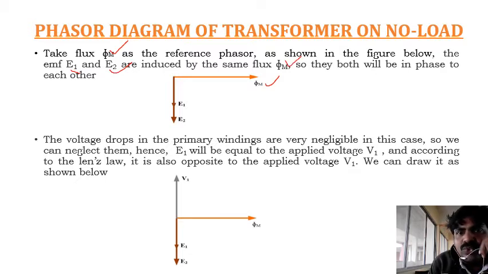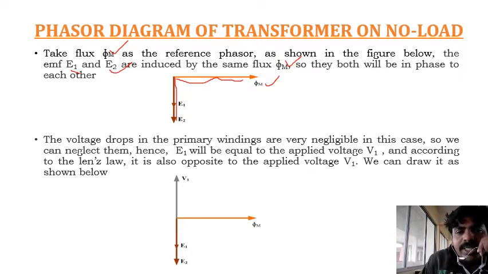Since these two induced EMFs are in phase with each other, but they make some angle with phi m, because they are lagging phi m by 90 degrees. So we draw these two induced EMFs, E1 and E2, lagging the flux phi m. The flux phi m is the reference phasor here, and E1 and E2 are in phase with each other but lag phi m, as we have drawn here.